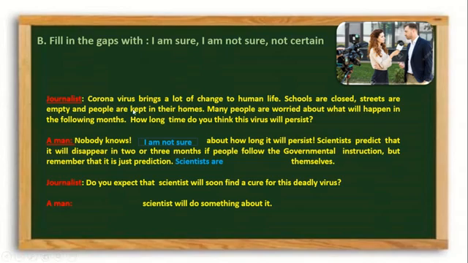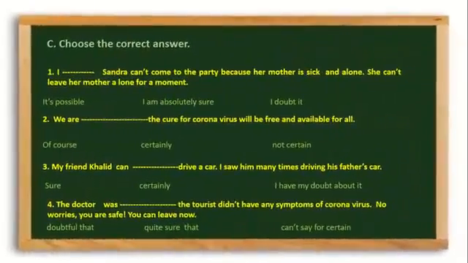What about the other example? Scientists are themselves, till the moment scientists are making predictions. Okay, there is nothing exact. So we say, scientists are not sure themselves. Good. Do you expect that scientists will soon find a cure for this deadly virus? So what do you think? I am sure scientists will do something about it. Okay? Well done. Let's move to the third part.